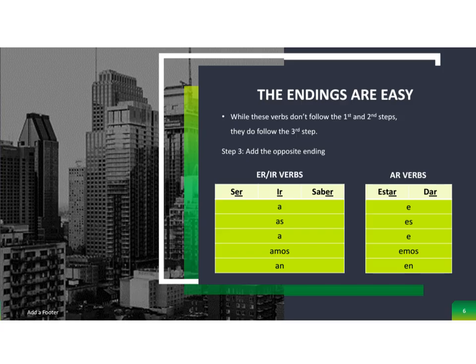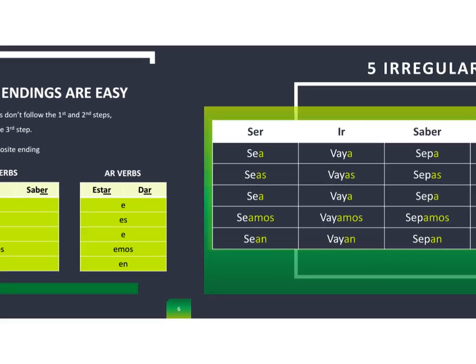So I've got my er and ir verbs on the left here, ser, ir, and saber. And you'll notice that they're all going to take the opposite ending: a, as, a, amos, an. And then on the right, I have the AR verbs, estar and dar, and they're going to take the endings e, es, e, emos, en. So if you look at these endings on the next slide, you'll see that there's a pattern.